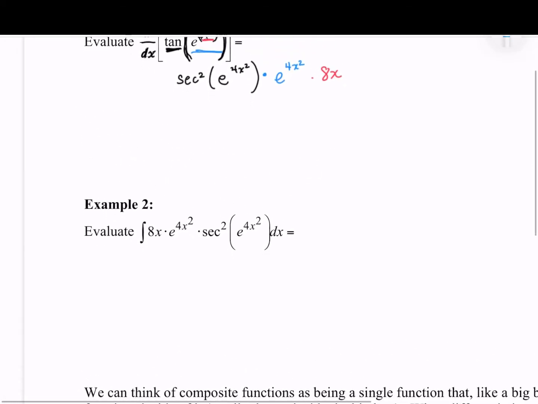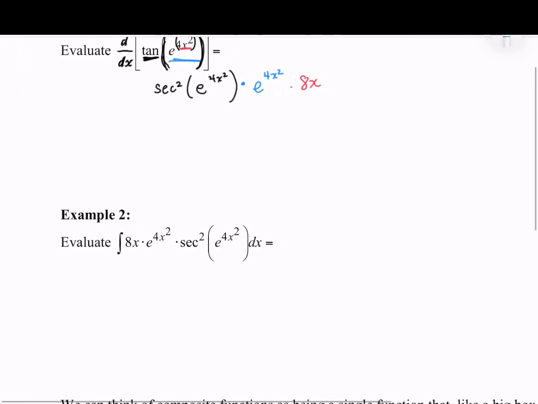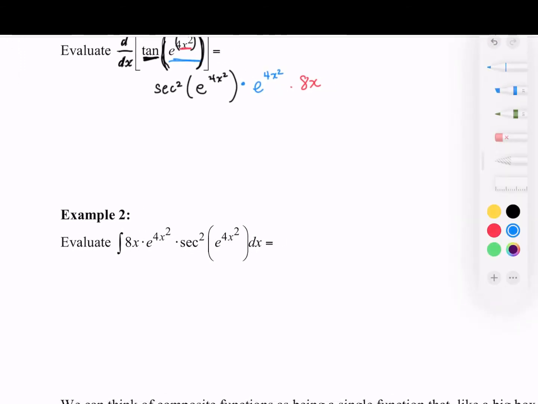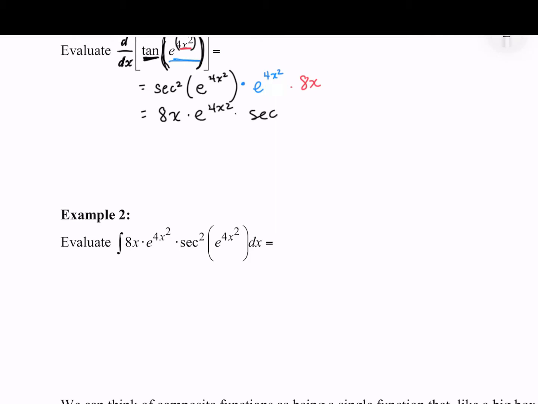So look at the answer we got in example 1 and look what we have here. Example 1, it's just written in a different order, but if I were to rewrite this, the 8x times e to the 4x squared times secant squared of e to the 4x squared. It's the same thing that we have down here. And so example 2 is just trying to help you recognize what a problem will look like when you have to do the opposite of the chain rule.